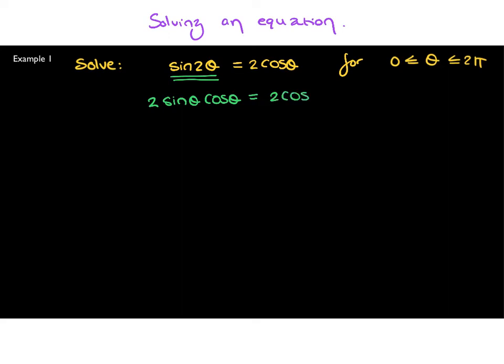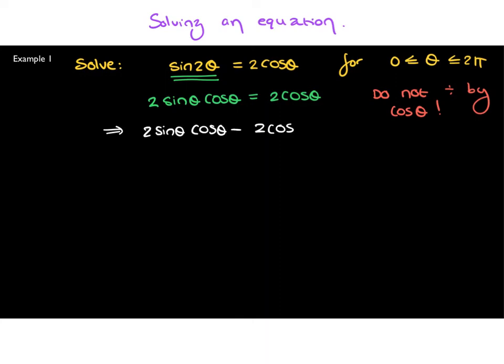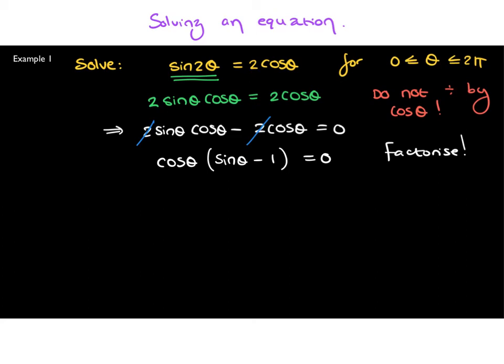Now, do not divide by cos theta. It will disappear, and then you will lose solutions as a result. So as ever in these situations, you need to subtract and then factorise. So we have 2 sine theta cos theta minus 2 cos theta equals 0. We can divide through by 2. That's just a numerical factor here. And then factorise cos theta. So we then have cos theta times sine theta minus 1 equals 0. So that is the key to solving these questions, and you've seen these sorts of equations previously.